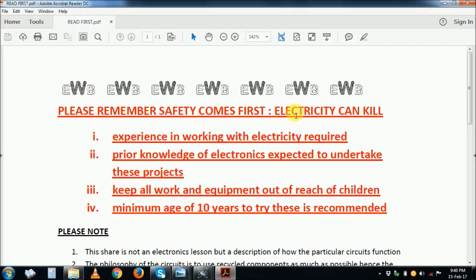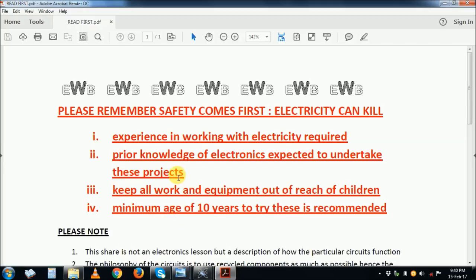To remember our caution here, the electricity safety issue. Please, electricity can kill, can injure, can actually damage property. Be with someone who is experienced if you are not experienced working with electricity. And we expect that you have prior knowledge of electronics, because we are not going to have any tutorial on electronics. Search for information on the net. There is lots and lots of information to learn electronics.